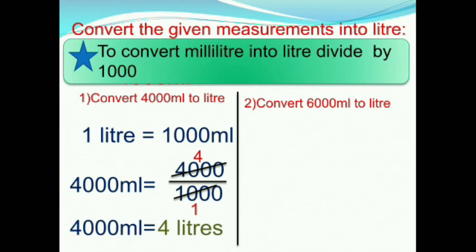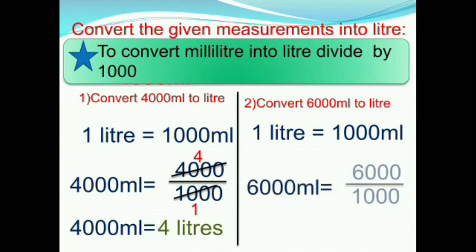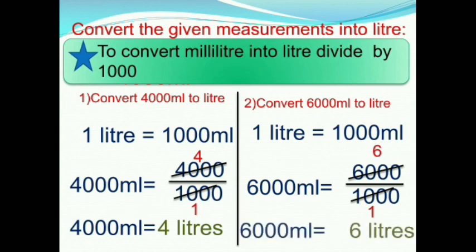See the second question. Convert 6000 ml to liter. Remember children, 1 liter is equals to 1000 ml. Now we should convert 6000 ml to liter. To convert, we should divide 6000 by 1000. 1000 ones are 1000. 1000 sixes are 6000. Therefore, 6000 ml is equals to 6 liters.